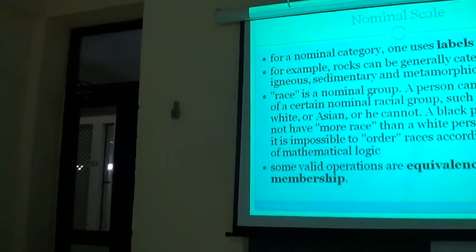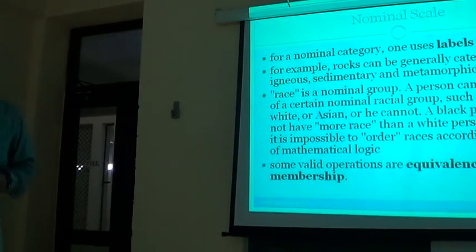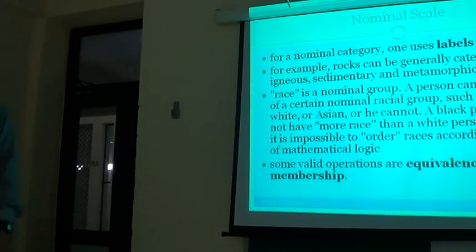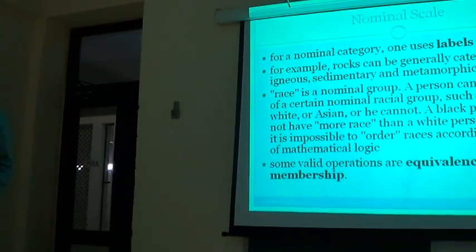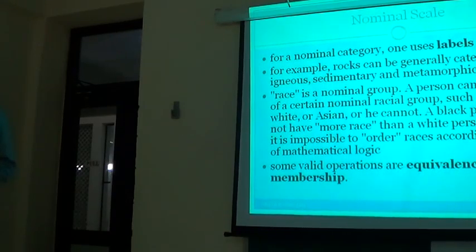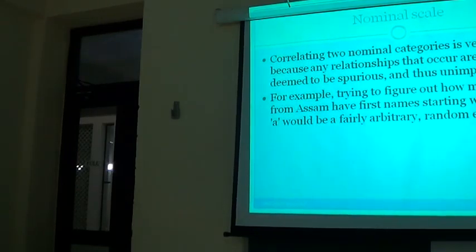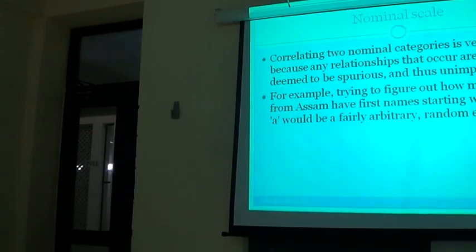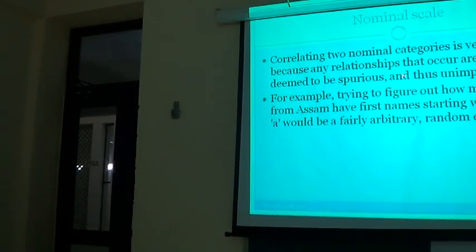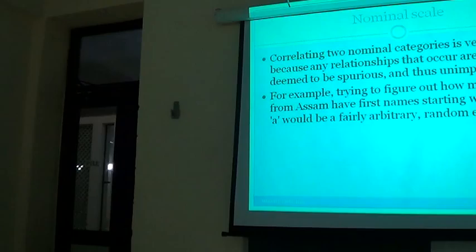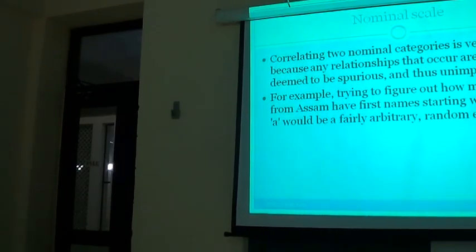Is that clear? So some valid operations are equivalence. Equivalence means same race, two are the same race. Or set membership, for example, being a member of a particular community, membership in a particular set. Correlating nominal categories is very difficult. For example, Asian or Hispanic, who is better? None. You can never say that. Creating this kind of nominal scale is very, very tough, or impossible. Whatever the relationship between these categorical variables, it is deemed to be only spurious, and thus unimportant.